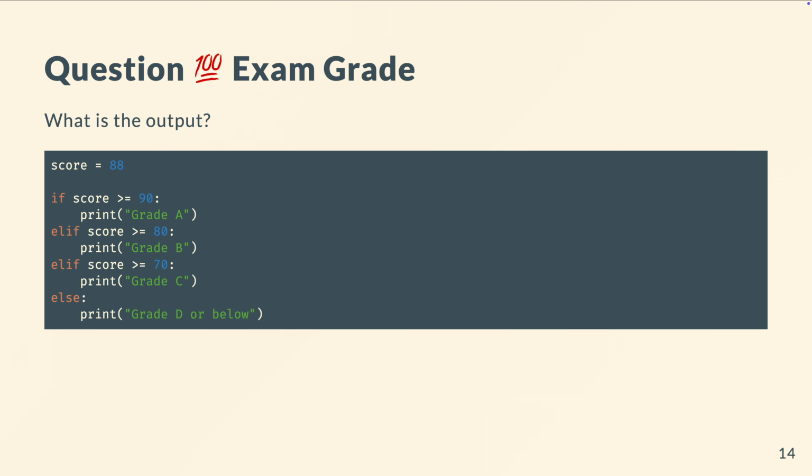Now a question about grades. Score is 88. First, Python checks, is score greater than or equal to 90? If not, Python checks, is score greater than or equal to 80? Then it checks 70, and finally else. What is the output? Pause and predict the printed grade.